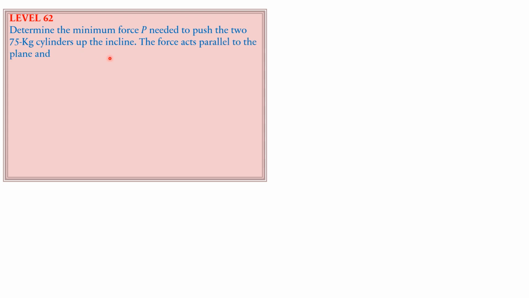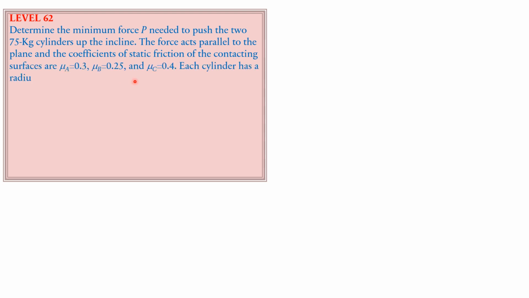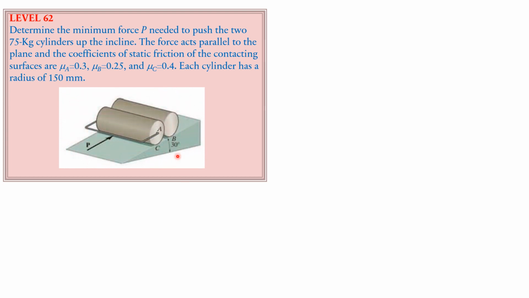Level 62 problem. Determine the minimum force P needed to push the two 75-kilogram cylinders up the incline. The force acts parallel to the plane, and the coefficients of static friction of the contacting surfaces are mu sub A equals 0.3, mu sub B equals 0.25, and mu sub C equals 0.4. Each cylinder has a radius of 150 mm. And this is the given figure.